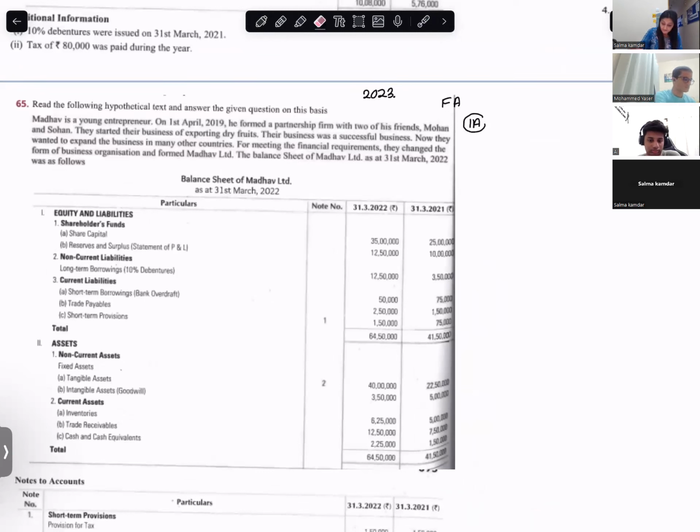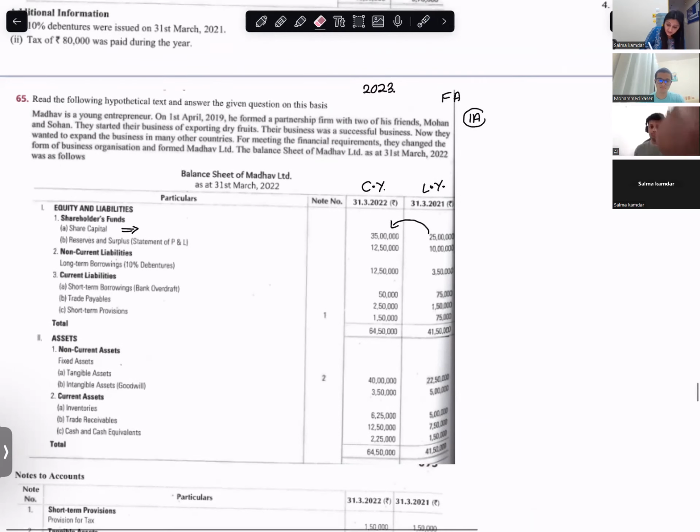Share capital. First, we will see which is our last year and which is our current year. Now, share capital. What has happened? It has increased by 10 lakhs. Which activity? Financing activity. Remember, whatever is in the equity and liability section is financing. Whatever is in the asset section is investing. So the increase of share capital is a financing activity.